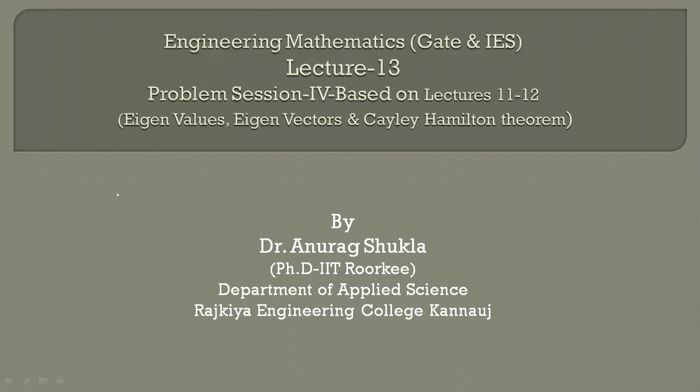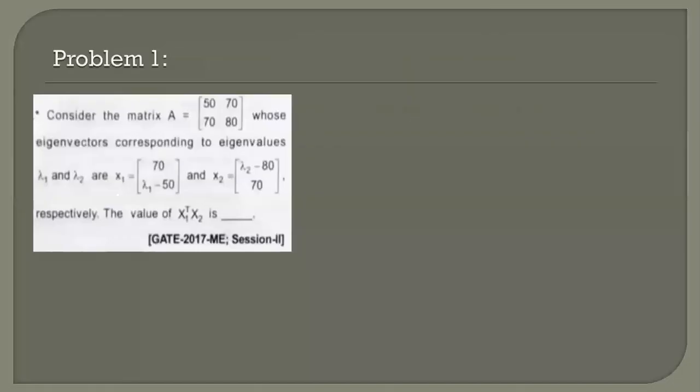Okay, so let's see the problems. First problem is, consider the matrix A = [[50, 70], [70, 80]] whose eigenvectors corresponding to eigenvalues lambda 1 and lambda 2 are x1 = [70, lambda 1 minus 50] and x2 = [lambda 2 minus 80, 70] respectively. The value of x1 transpose x2 is. There are two methods. It's a very tricky question. Today we will discuss all the tricky questions.